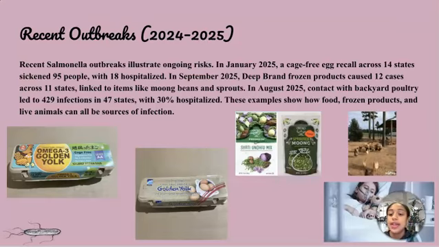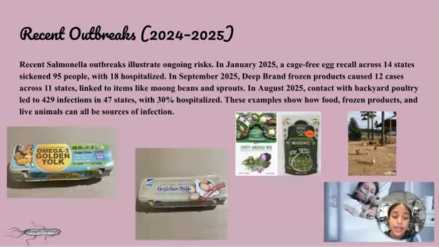Recent outbreaks today. Salmonella outbreaks still happen frequently. In early 2025, cage-free eggs caused 95 infections across 14 states. A frozen food outbreak later that year caused more hospitalizations as well. One of the biggest was linked to backyard poultry, with over 400 cases in 47 states. Examples like these show how easily Salmonella spreads through food and animals.